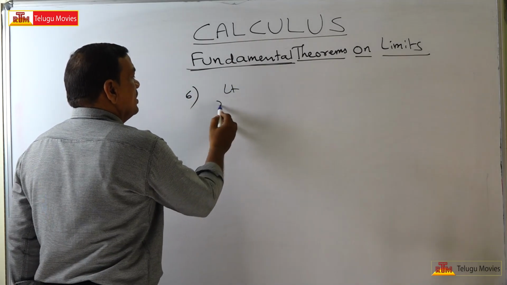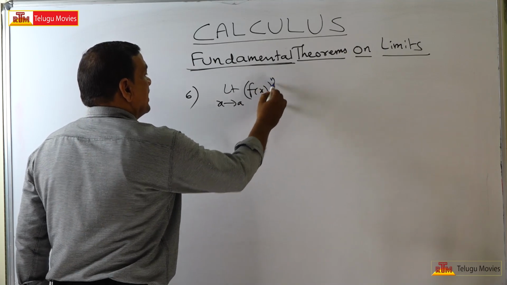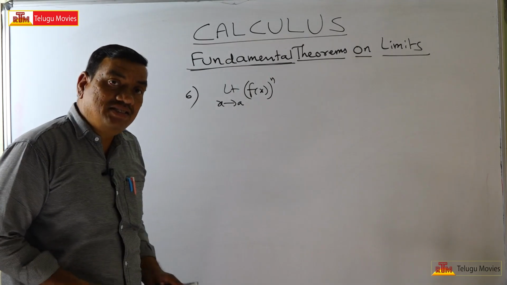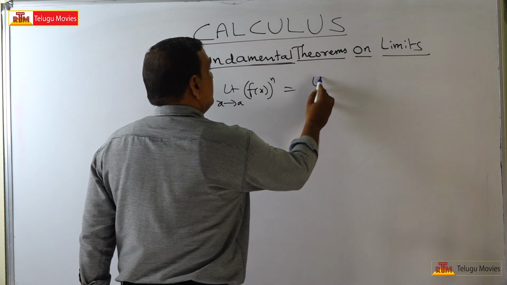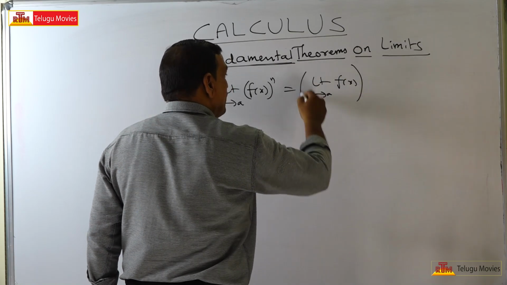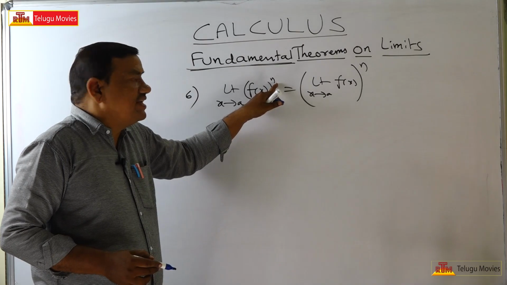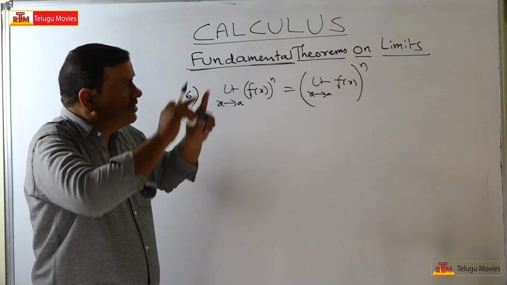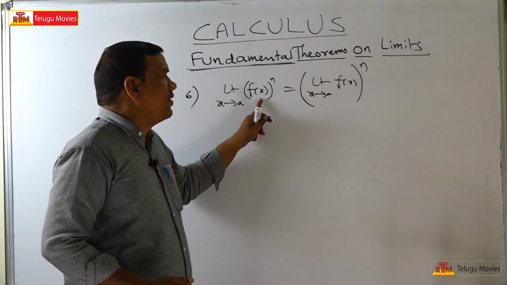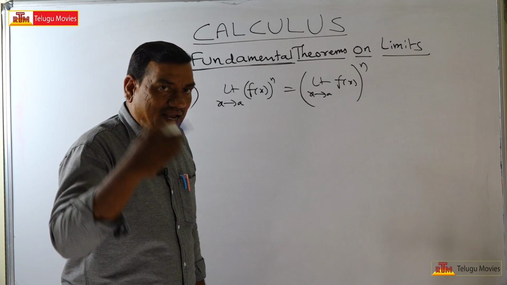So this is equal to limit as x tends to a of f of x, whole power n. Sum is there, so f of x whole power n is there. This is the same as limit as x tends to a of f of x whole power n. That means here the power is only for the function f of x, then you can put whole power. The proof is also very easy. What does f of x whole power n mean? f of x into f of x into f of x, n times.